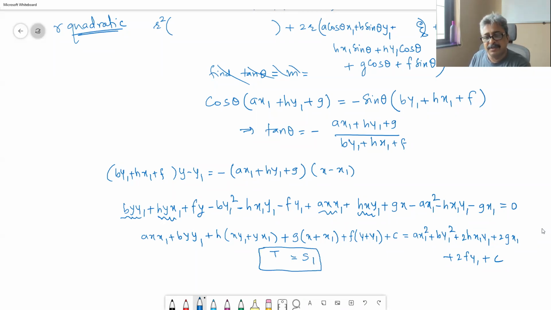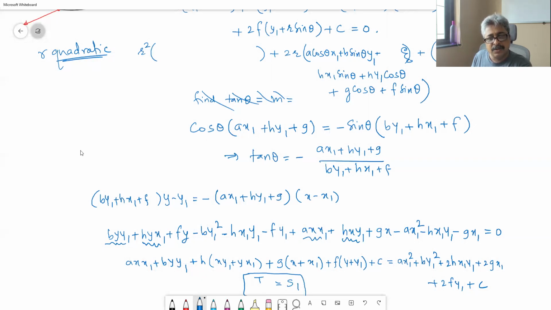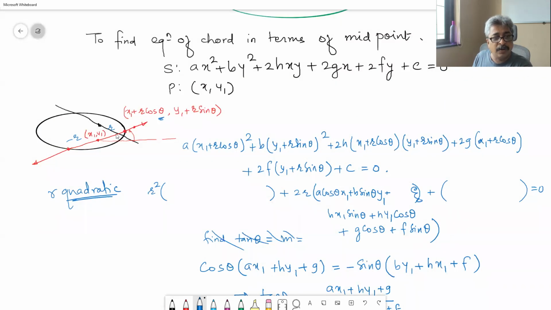T is equal to S1 is your equation of chord in terms of midpoint. That is why it is very fast. Doesn't matter what conic section you are talking about, doesn't matter what point you are discussing. No quadratic equation, nothing. Just write LHS as your T, write RHS as your S1. T is equal to S1 is the equation of chord in terms of midpoint. That is the power of this notation. That is why these different notations are useful.